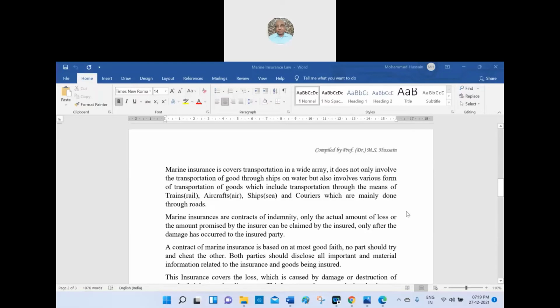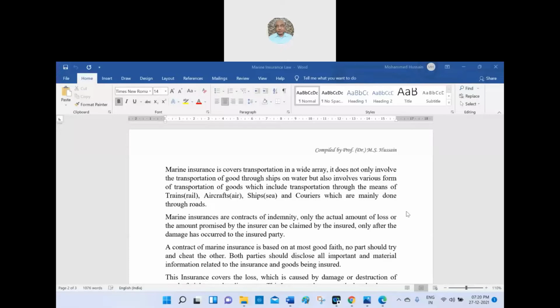So marine insurance covers transportation in a wide array. It does not only involve the transportation of goods through ships on water, but also involves various forms of transportation of goods, which include transportation through the means of transit. When you say marine, sometimes you have to carry the goods by rail, and in some places you carry the goods by air, and later on through the ship.